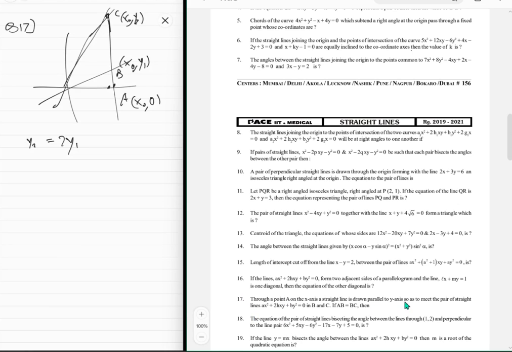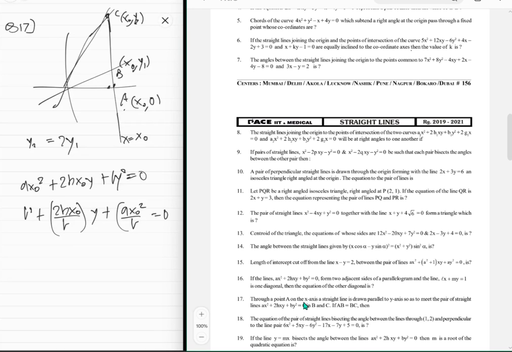Question number 70. AB equals BC, that means this thing. Okay, this is weird, but you just have to put x naught into this. This whole thing is just x equals x naught, this line. So putting x equals x naught into this, what do you get? You get ax naught squared plus 2h x naught y plus by squared equal to 0. So y squared plus 2h x naught upon b into y plus ax naught squared upon b equals 0. All right, cool. Yes, and y2 is 2 times y1.